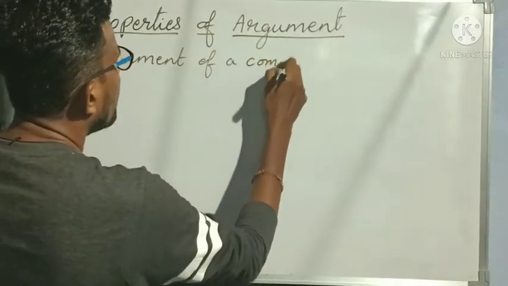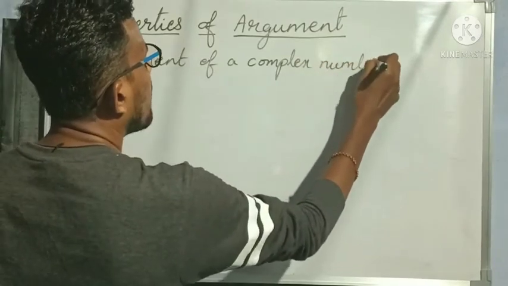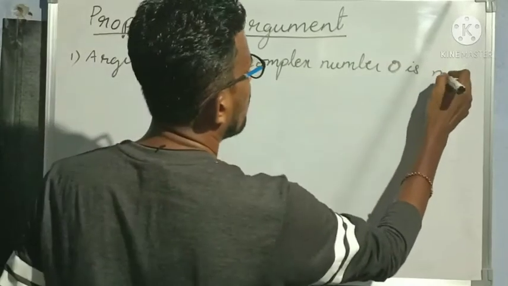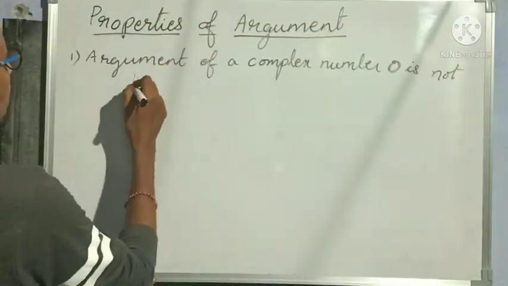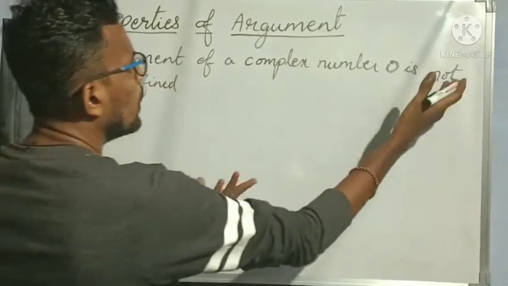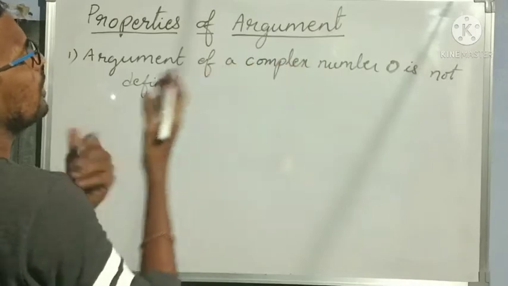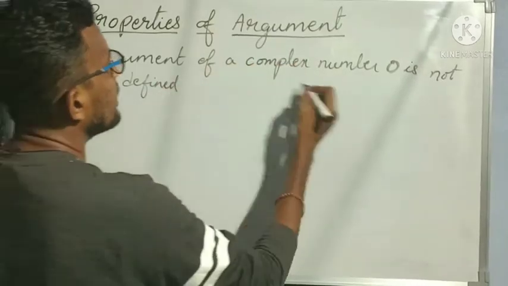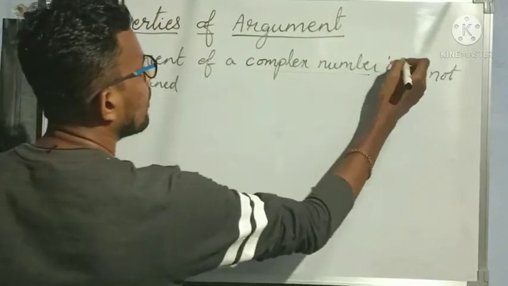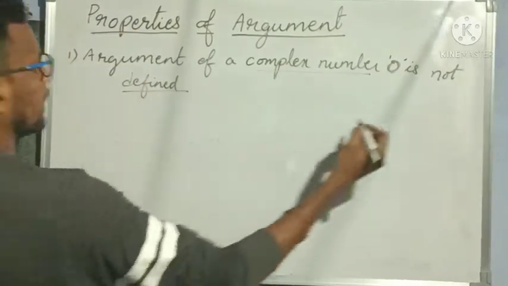Argument of a complex number 0 is not defined. Yes, 0 means no angle, no nothing, no real part, no imaginary part. Then how can we define this complex number? Understood? That's why the argument of the complex number 0 is not defined. This is very, very important.